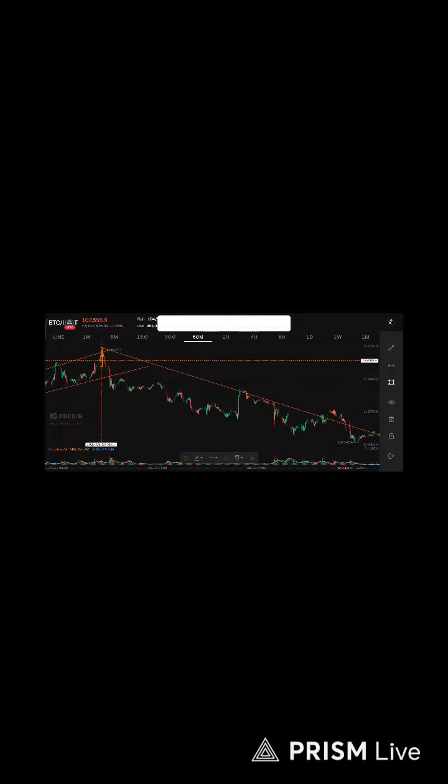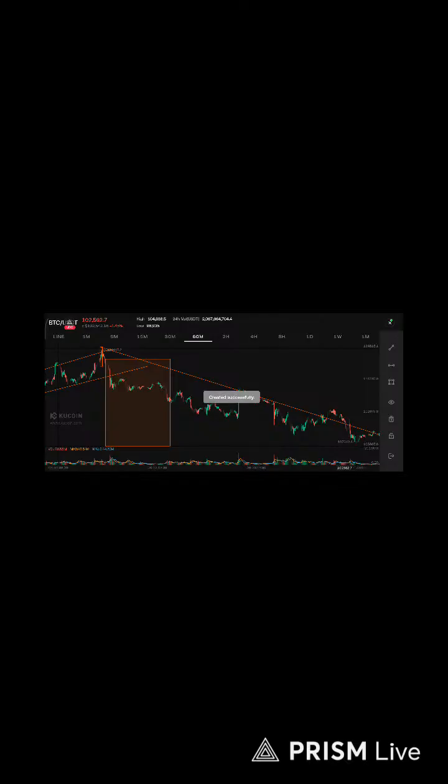Maybe you would have taken your short position here after the formation of this bearish candle. Sorry, your short position, and this is your take profit, right? And this would have been your entry, the blue line.